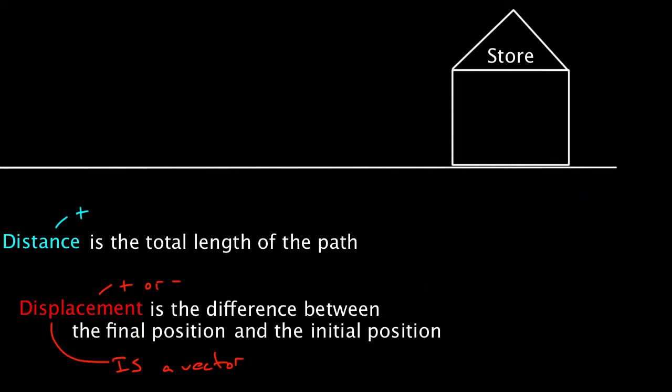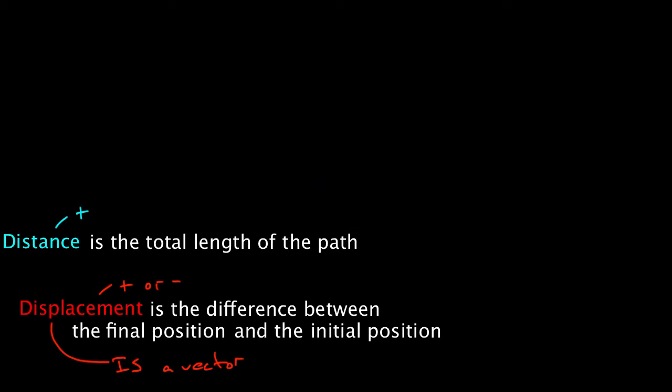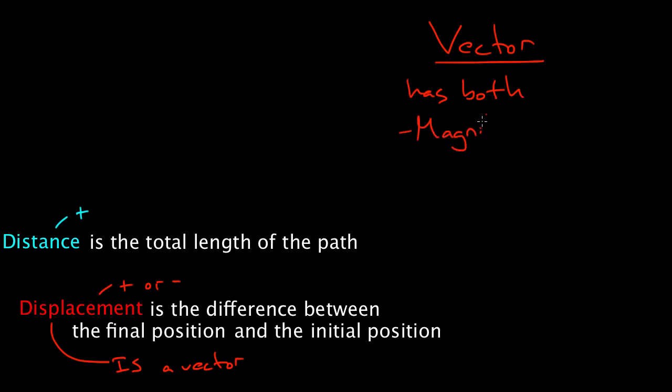You know what it means to be a vector? It can be positive or negative. A vector is a quantity in physics that has both magnitude. Magnitude is a fancy word, but it's just another word for size. So the magnitude of something is just giving you the size. It has both magnitude and direction, which means it has a direction.